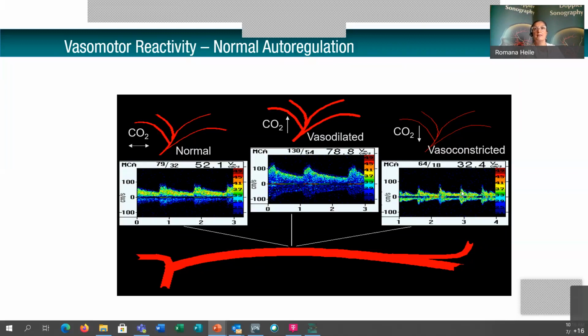And in normal cases, we will definitely see these increases. In case of pathology, for instance, if the arterial wall is very stiff, in this case you will probably not see changes during the different test periods.